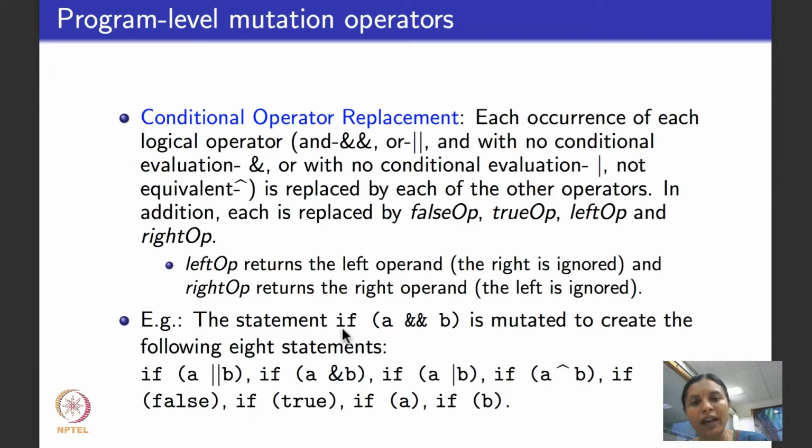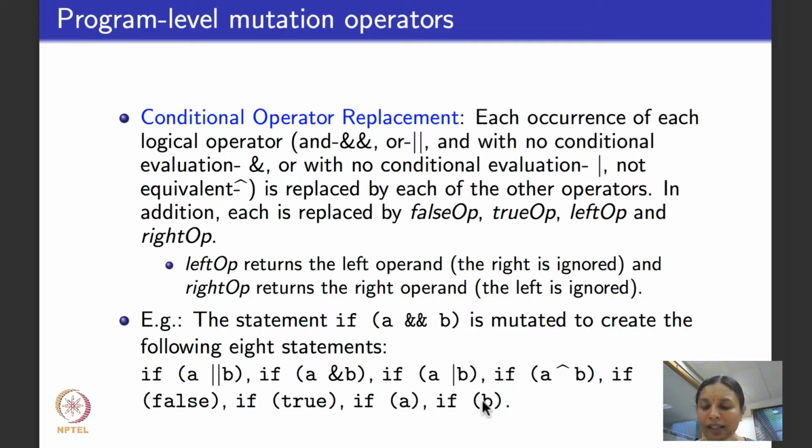So for example, if I had an if statement with a predicate, let's say if A and B, then I could mutate the predicate by replacing this logical operator AND with any of the other ones. So I could replace AND with an OR to get this. I could replace AND with an AND with no conditional evaluation to get the second expression here. I could replace this AND with an OR with no conditional evaluation to get the third one. This is replacing AND with not equivalent, the fourth one. This is replacing A and B with false. This is replacing A and B with true. This is knocking off the B from A and B. This is knocking off the A from A and B.